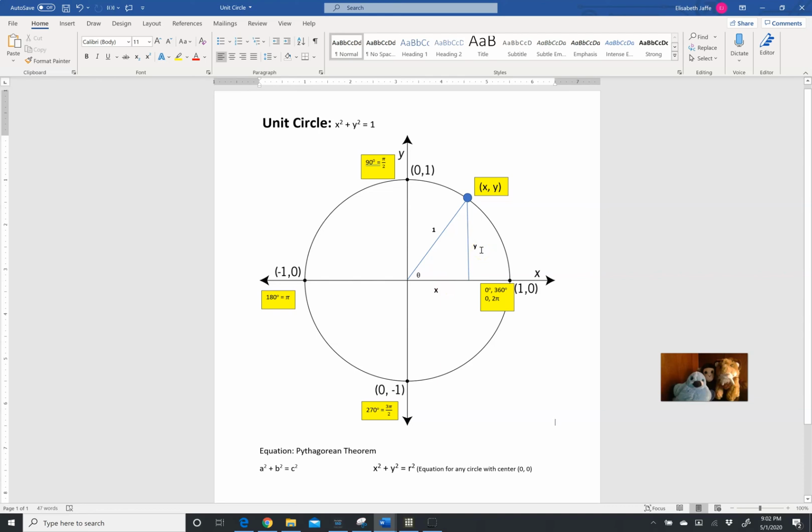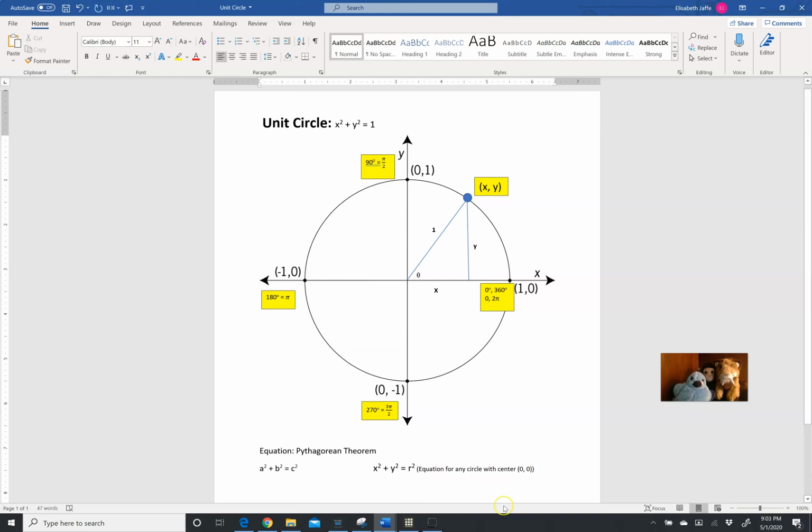So when we create the right triangle, the horizontal distance is x, the vertical distance is y, because to get to the point x, y, we go over x and up y, and the diagonal, or the hypotenuse, is 1. So using the Pythagorean theorem, the relationship that we get between x and y is that x squared plus y squared is equal to 1. Okay. Now we said that we could do the equation for any circle with center 0, 0.